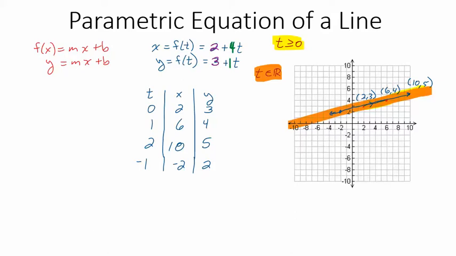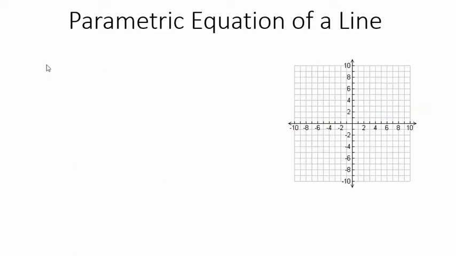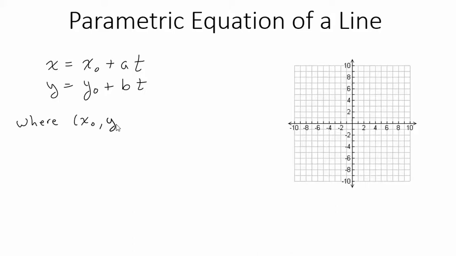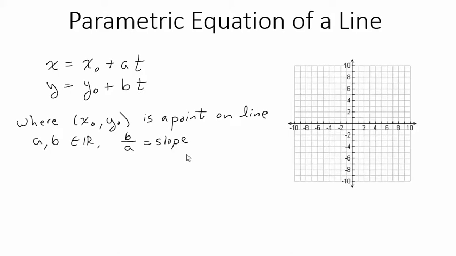All right, so let's generalize this. Let's go to the next slide to generalize this. In general, then, we could say the parametric equation of a line is x equals x sub 0 plus a times t, and y is equal to y sub 0 plus some other constant, say b times t, where x sub 0, y sub 0 is some point on your line, and it could be any point on your line. We could do this again with some other point, and where a and b are some real numbers, and b over a is going to be the slope of the line. The change in y over the change in x is going to be the slope of the line.